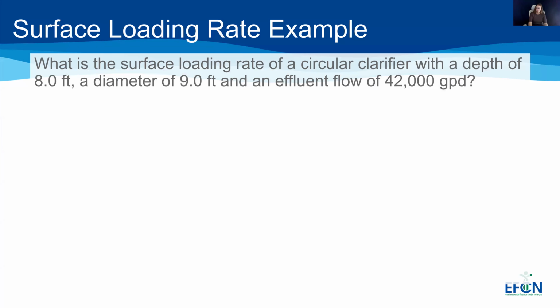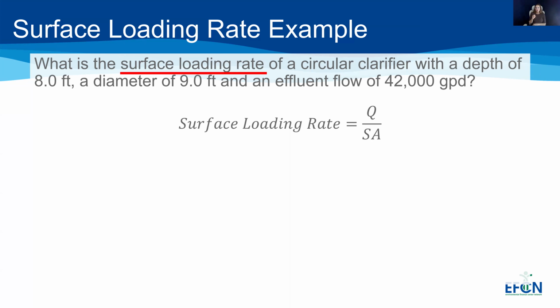So here's an example of how we might calculate one of these. This question asks, what is the surface loading rate of a circular clarifier with a depth of 8 feet, a diameter of 9 feet, and an effluent flow of 42,000 gallons per day? Based on this, we have our equation like we talked about. We have our surface loading rate, which we're going to utilize based on those signifiers, since our question asks us for the surface loading rate.